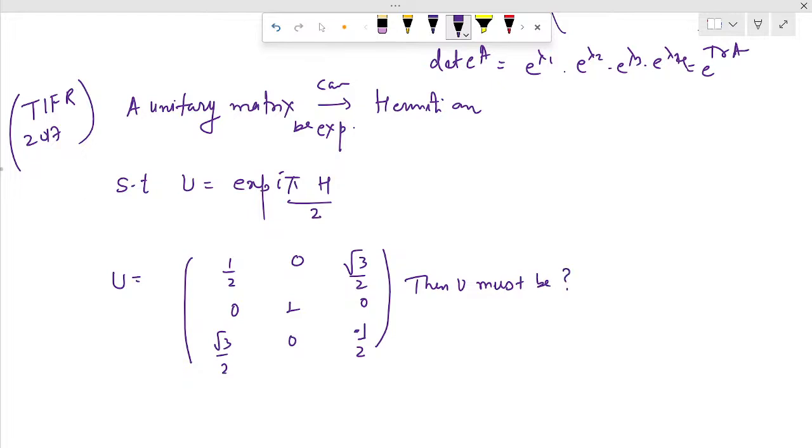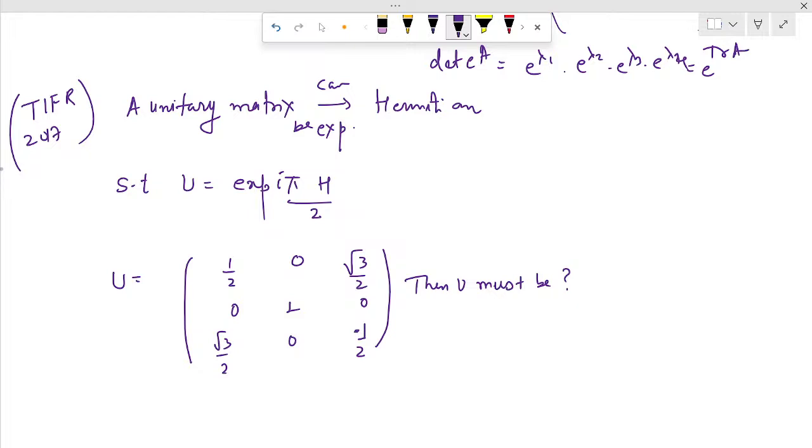This has been asked in TIFR 2017, right? Just give me a minute, I'll show you why they are repeating this again and again. You will see the same question being asked again. I think this was asked again in TIFR in some very recent year, I remember. I'll give you the question also.